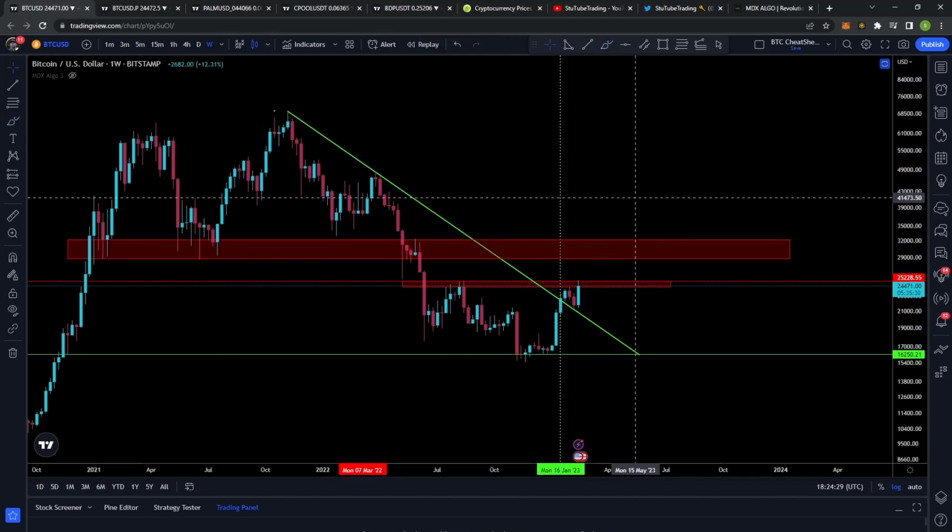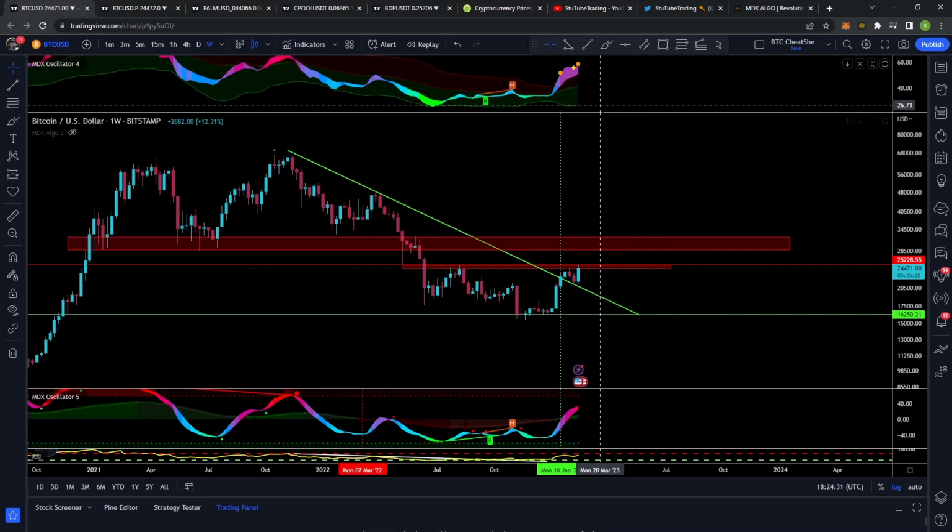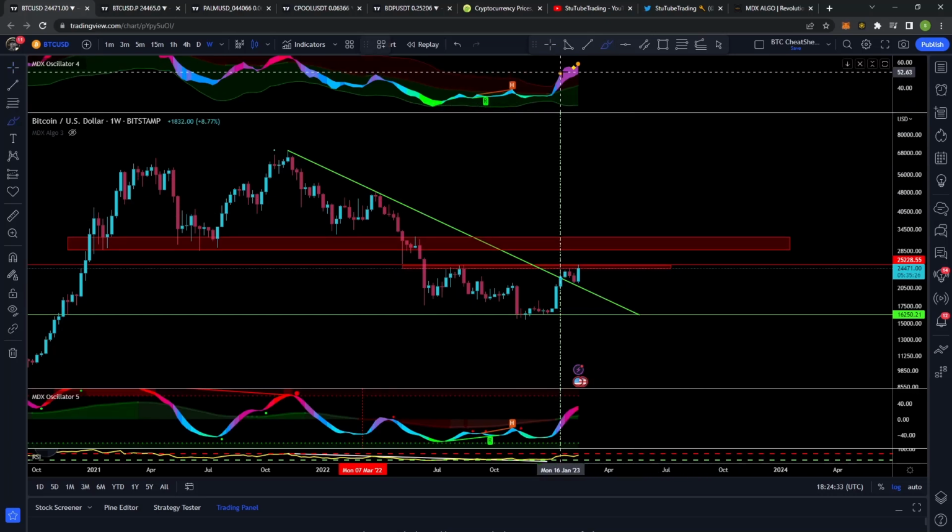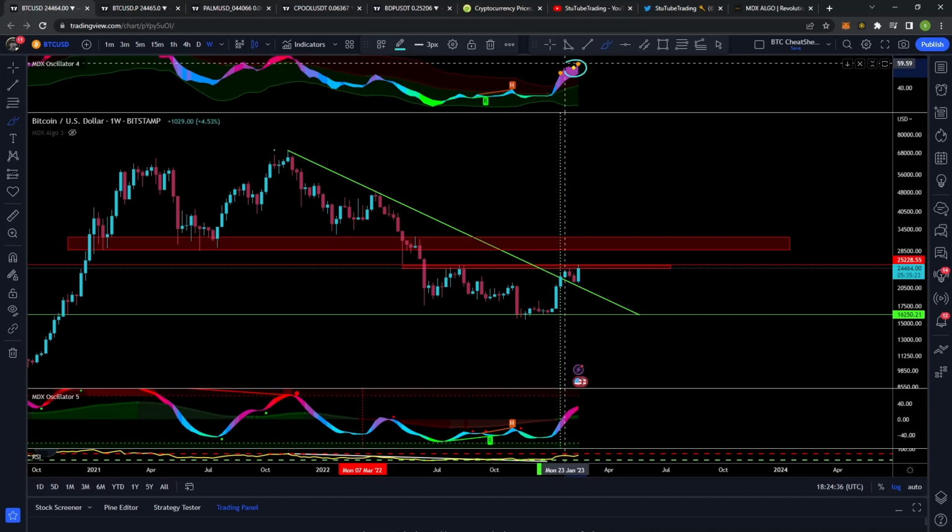Just bringing up kind of what the indicators are saying. You can see the oscillator on top is looking a little bit overbought. Not going to lie, there are these warning signs here with the diamond as well as our orange dot here.